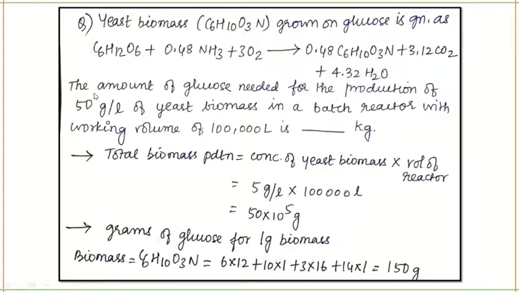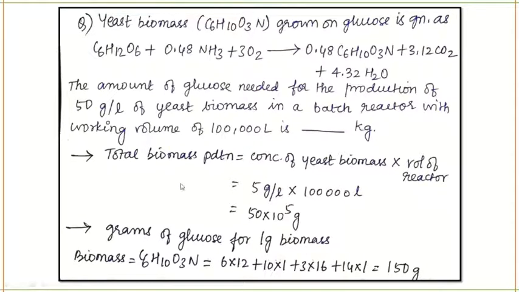The amount of glucose needed for the production of 50 grams per liter of the yeast biomass in a batch reactor with working volume of 100,000 liters is how many kgs? So you're going to find the amount of glucose needed for the production of 50 grams per liter of biomass.